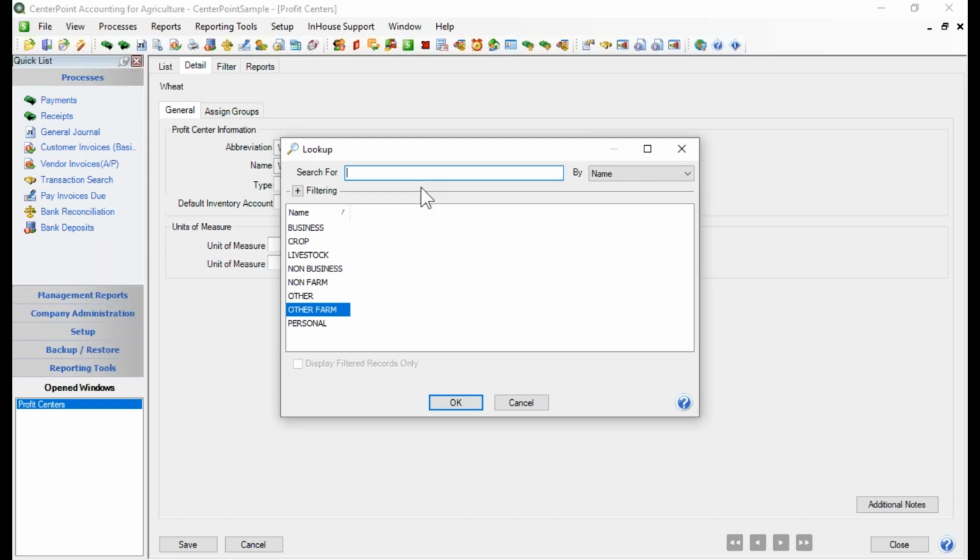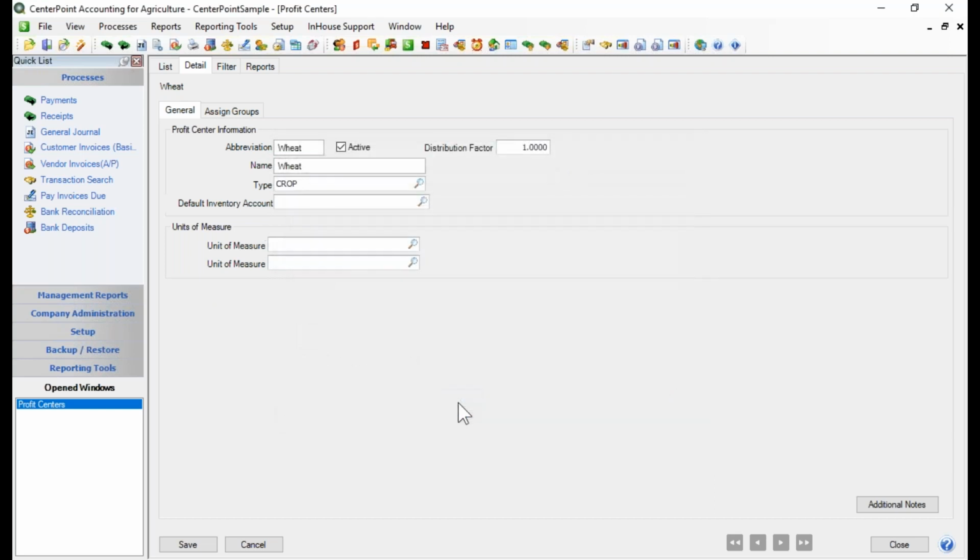It is very important for you to identify any crop profit centers as crop and any livestock profit centers as livestock. Additionally, you would want to make sure that if you're keeping personal records within the farm database, that you identify those personal transactions as personal by creating a profit center as personal and then identifying it as a personal profit center. Everything else, it really doesn't matter whether or not you identify it as business, non-business, non-farm, other farm, or other. Okay, this one is going to be a crop profit center.